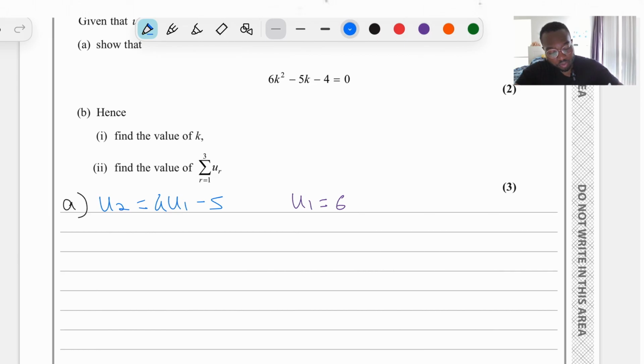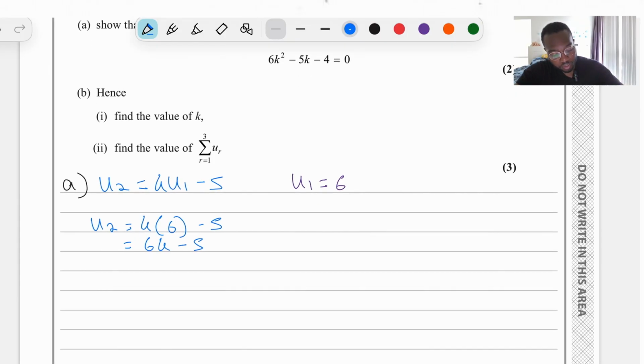So we can work out what our u2 value is. That would be u2 is equal to k times 6 minus 5, so u2 is 6k minus 5. Now let's do an expression for u3. So u3 would just be k times u2 minus 5, okay?